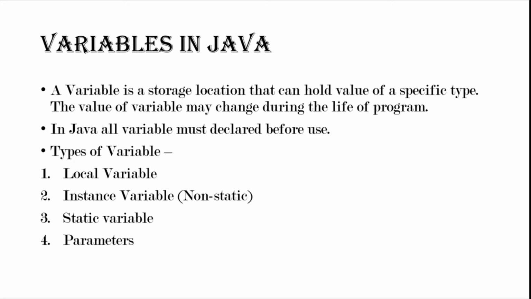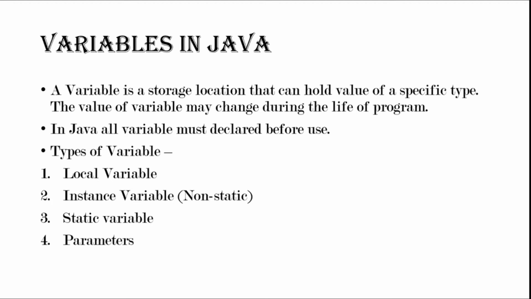Java is a statically typed language, which means in Java all variables must be declared before use. We cannot use a variable without declaring it. In Java there are four types of variable. The first one is the local variable. A local variable is defined within a block, method or constructor. The scope of this kind of variable is within the block. We cannot access this kind of variable outside that block.